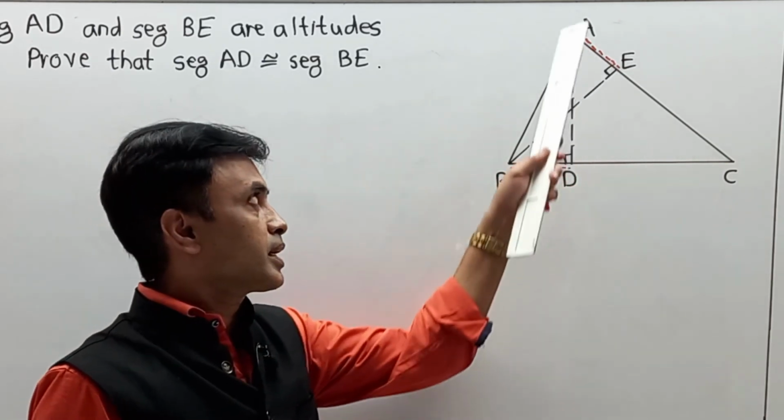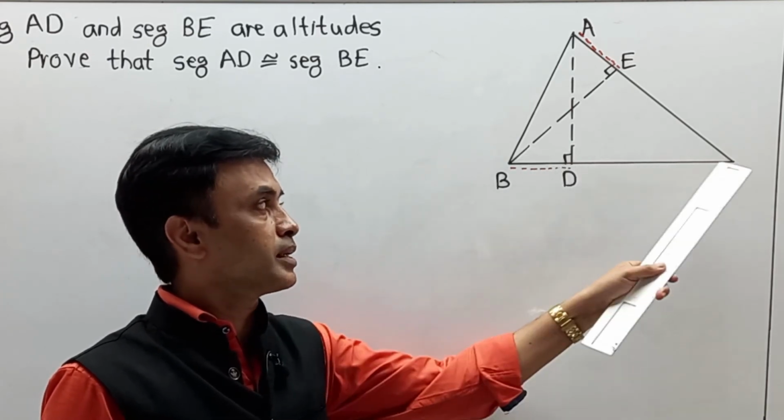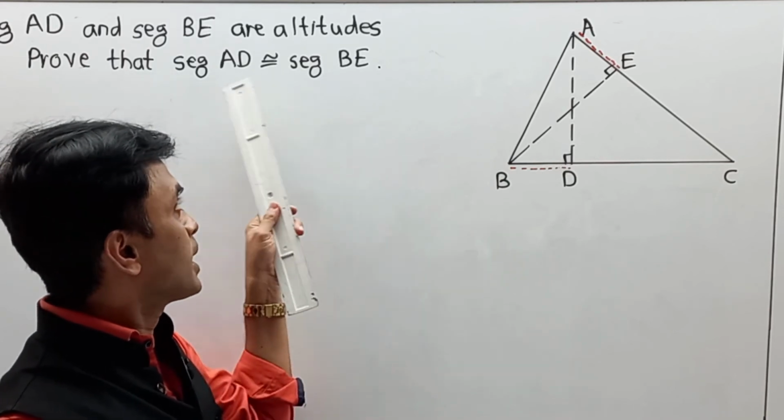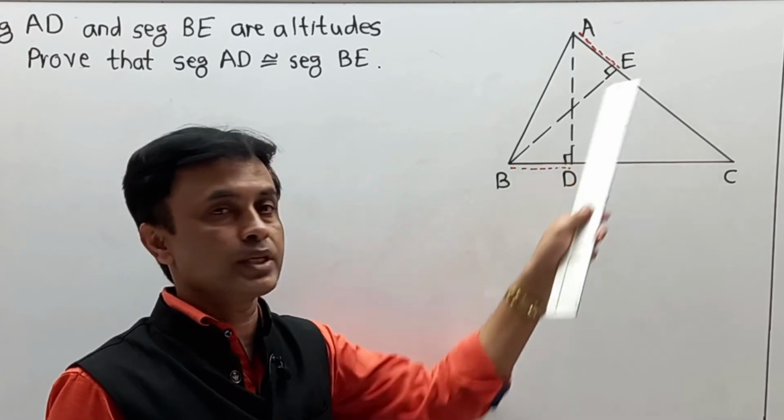They have also given AE is equal to BD. As it is not a complete line, I have made a dotted line so that you can easily understand the part. Then prove that AD equal to BE. We have to prove that AD equal to BE.